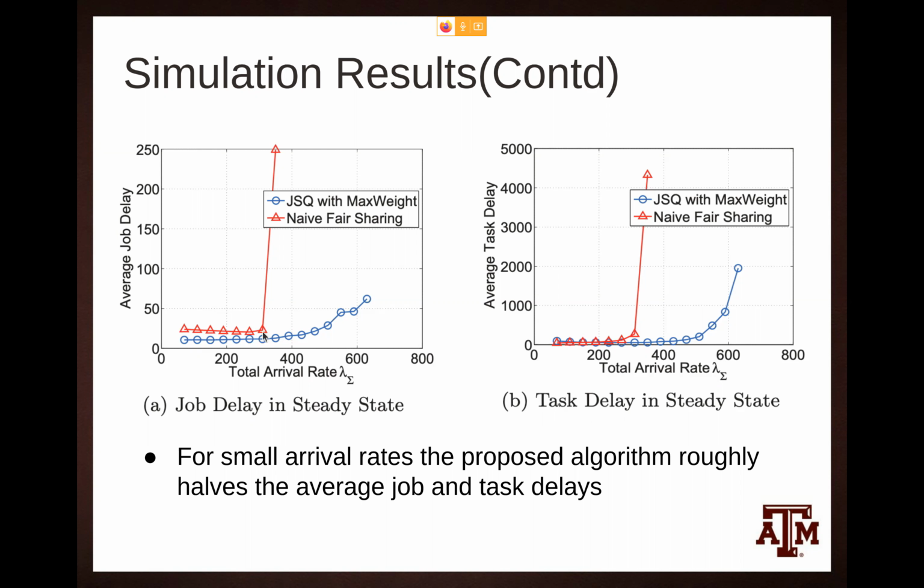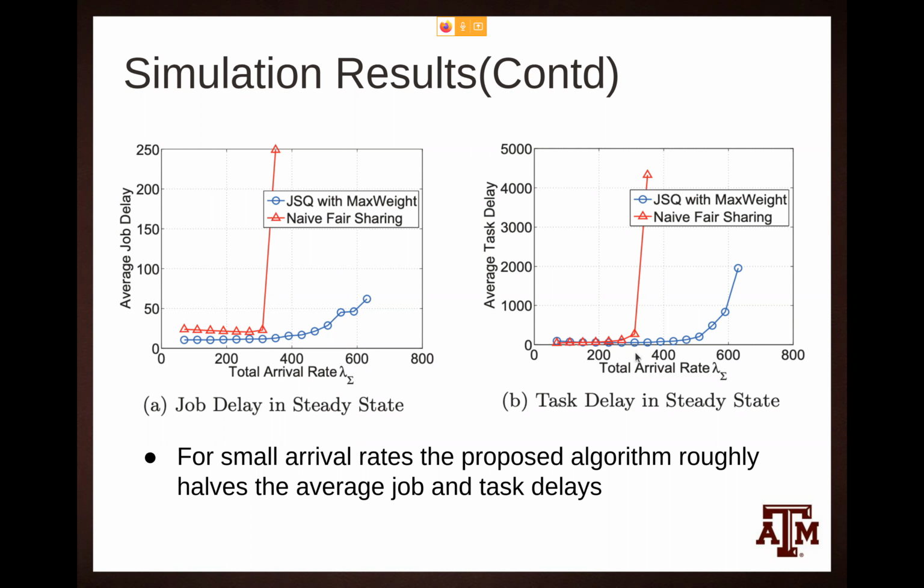In the first graph, we can observe that when we compare the total arrival rates with average job delay, it performed really well for the smaller arrival rates. Actually, both job and task delays performed really well for small arrival rates. But when it crosses a threshold, for the naive-Fair algorithm at around 350, there is a breakdown and it couldn't handle the job delay. Job delay just keeps on increasing. The same goes for the task delay also.